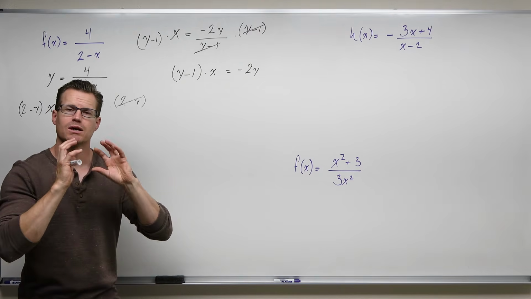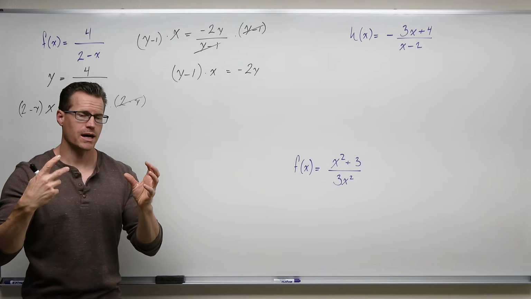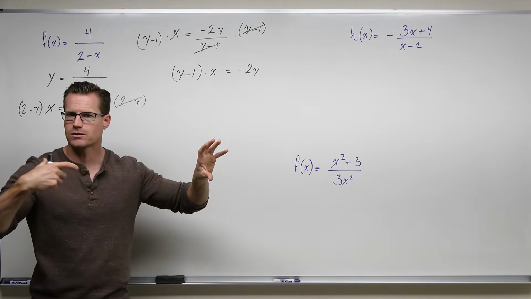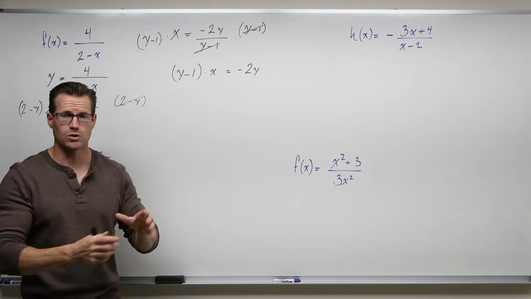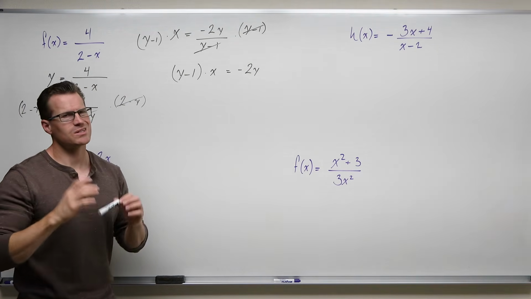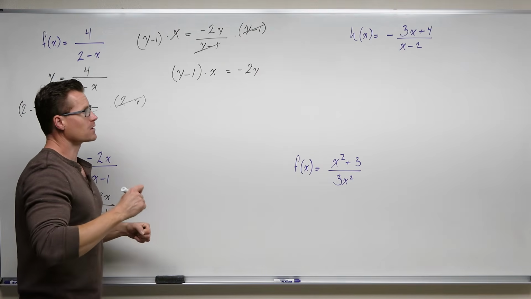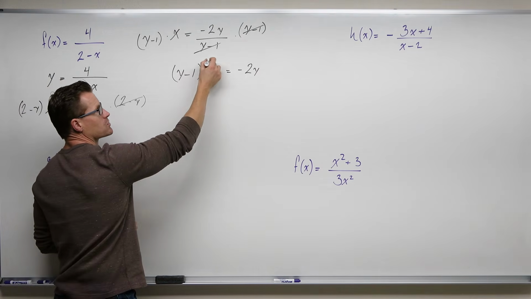The idea is get all of your terms with y on one side, all the terms without y on the other side. Why? Because then you can factor the y and divide. And that's what we're going to do here. So when you see this, if you're confused, just distribute. We know that it actually does work. Both cases are going to work. But here, for sure, you're going to have to distribute this.